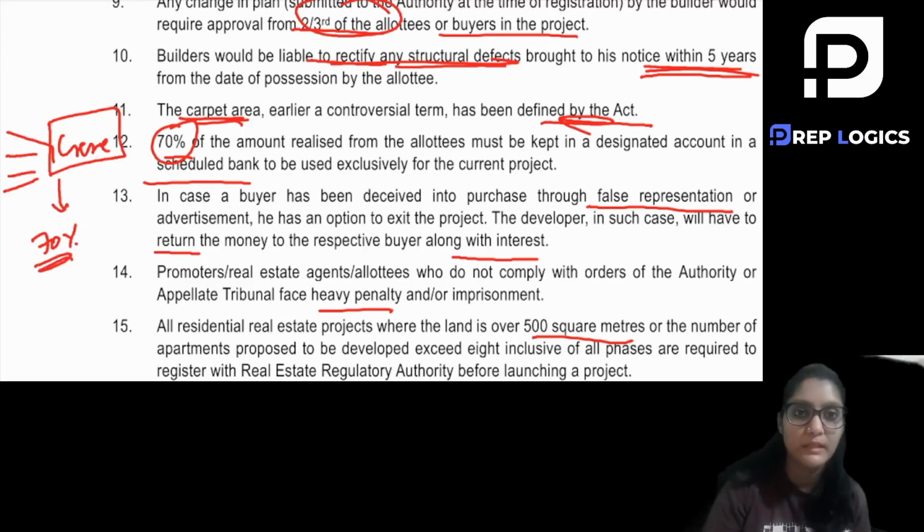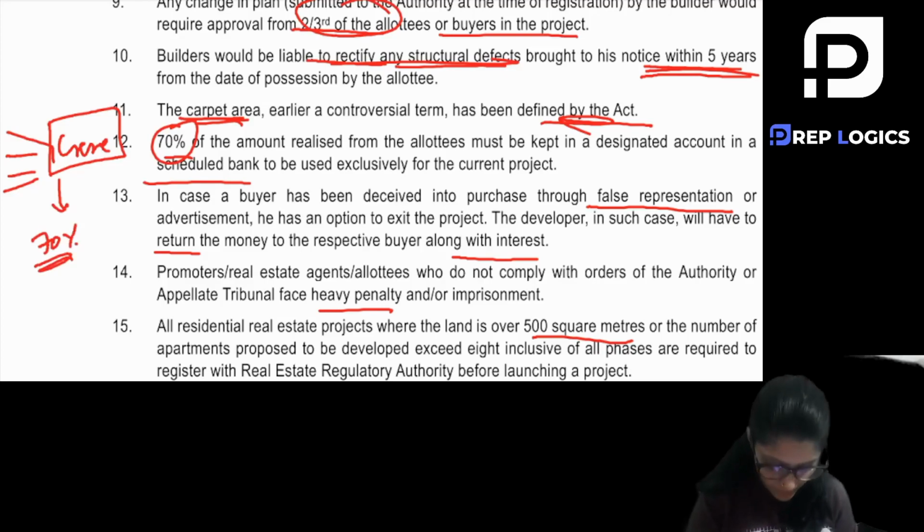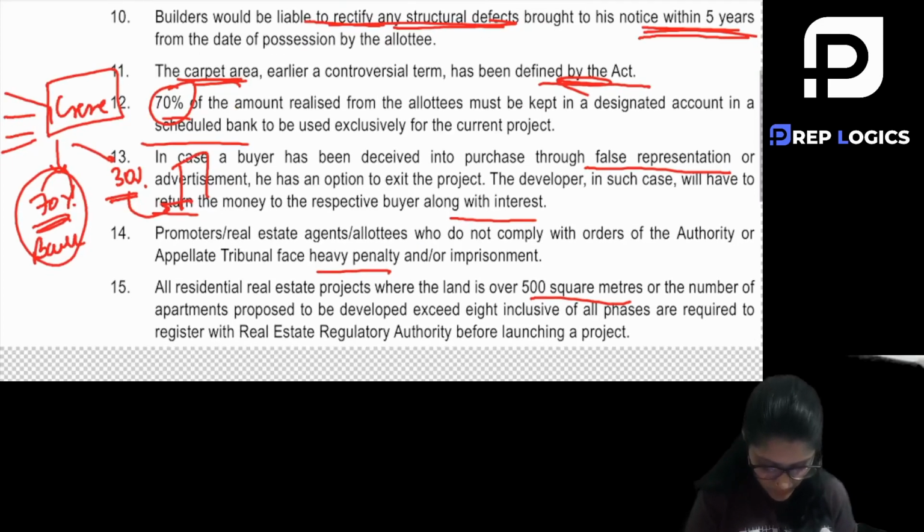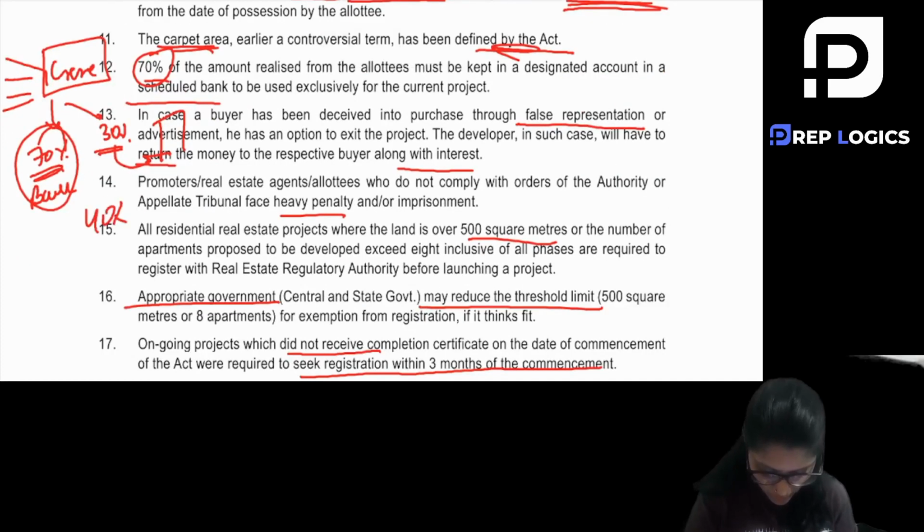They need to deposit at least 70% of this amount into the bank, so that only 30% stays with him and he applies it to making the building. The remaining 70% he will get proportionately to the completion. Suppose he has completed 40% of the building, now he can withdraw 10% from it after getting the reports.